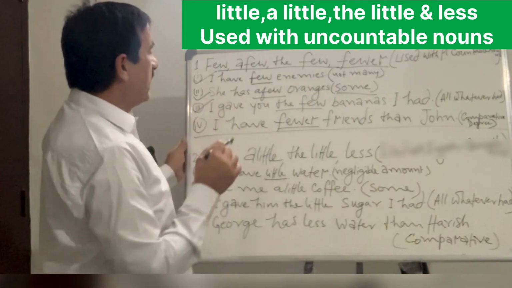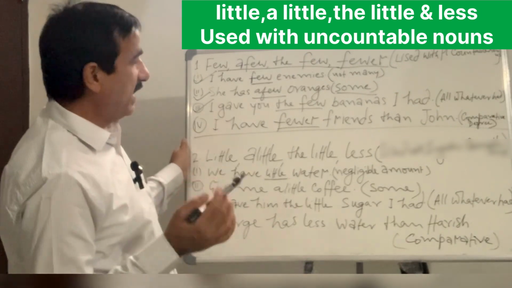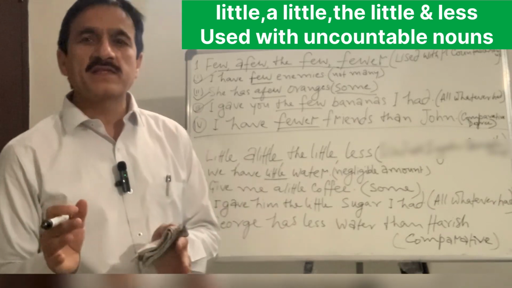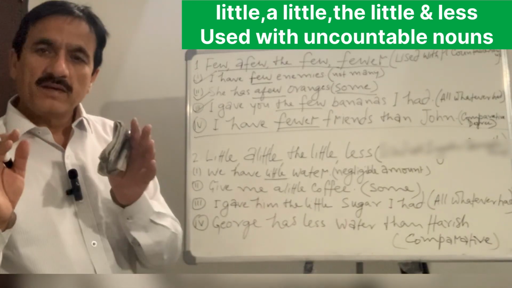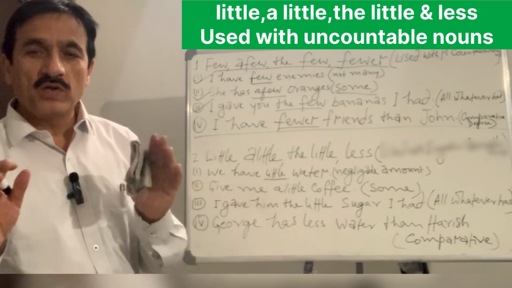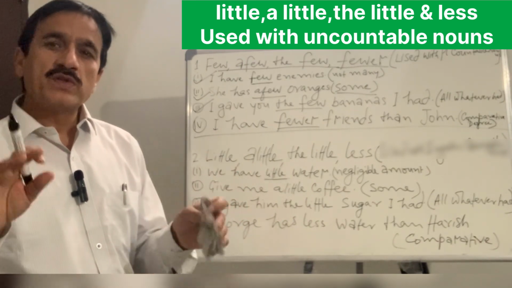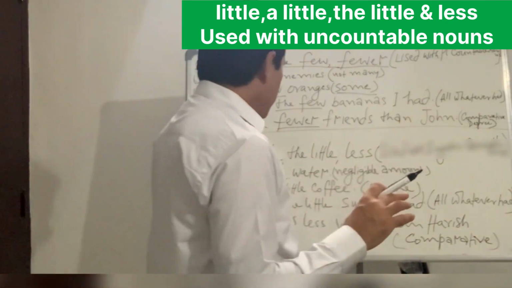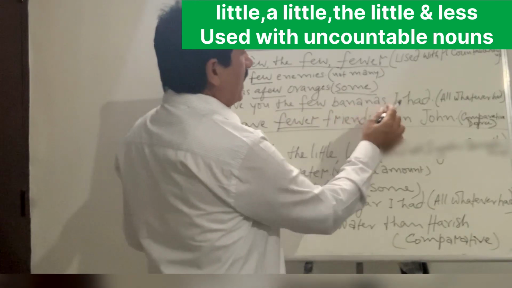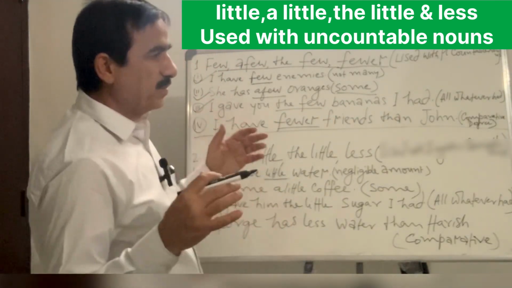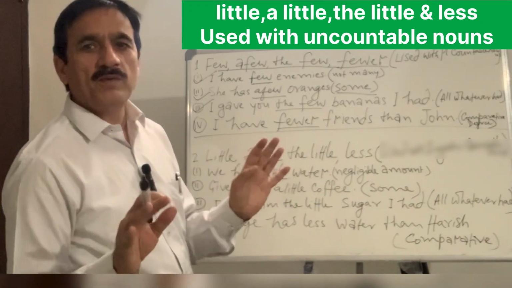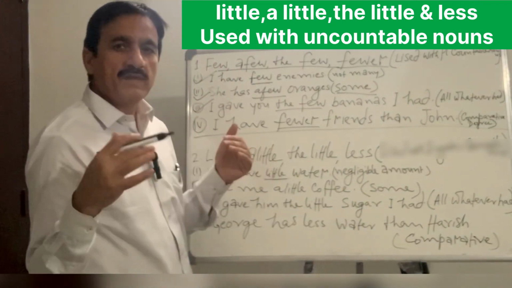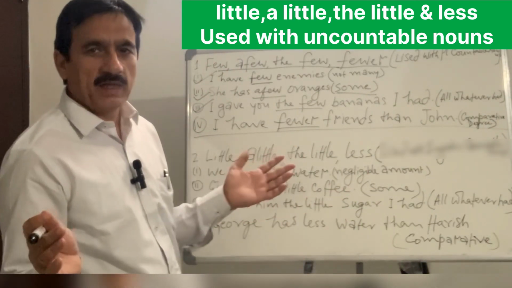Next, I gave you the few bananas I had. The few means all, whatever I had. But this all means not many. बहुत सारा नहीं था मेरे पास, जो कुछ था मैंने दे दिया, लेकिन वो बहुत ज्यादा नहीं था। So this is the few: all whatever I had but not many.